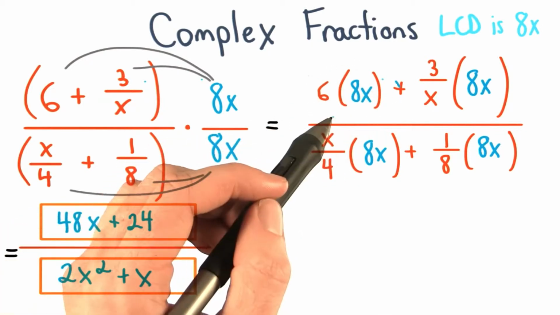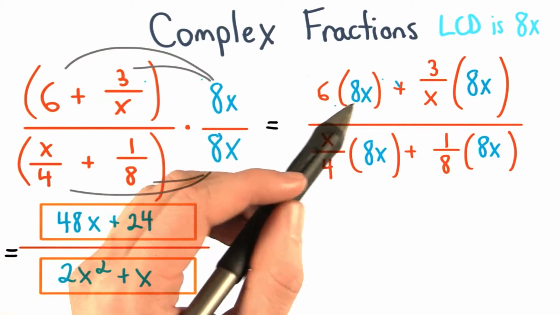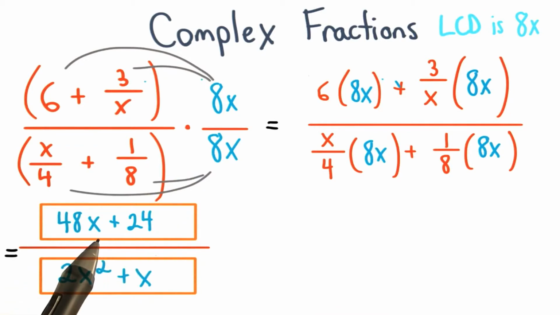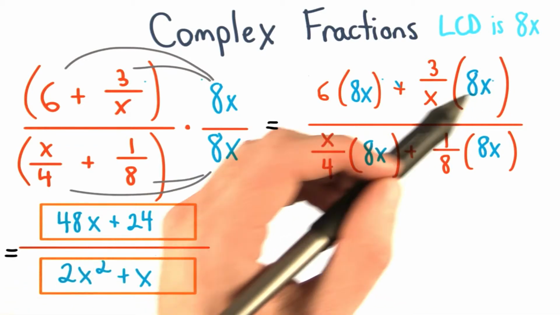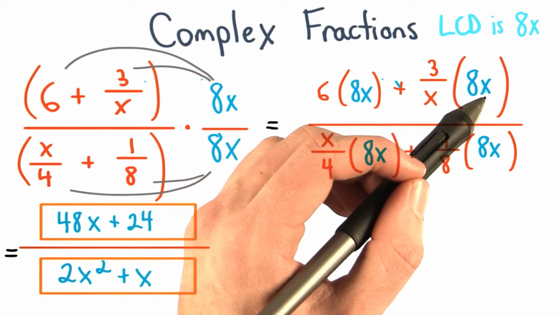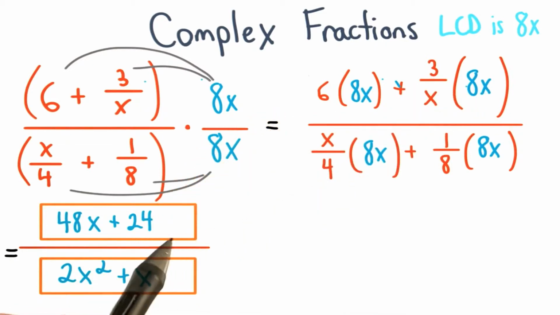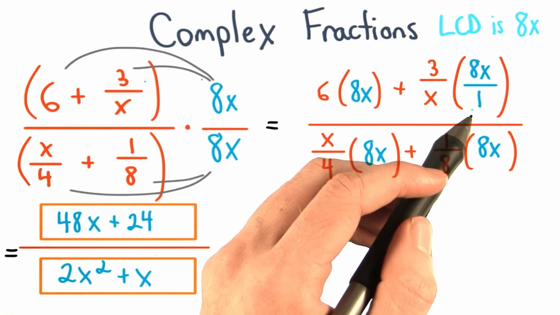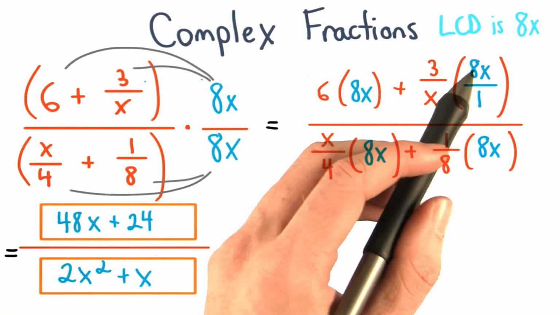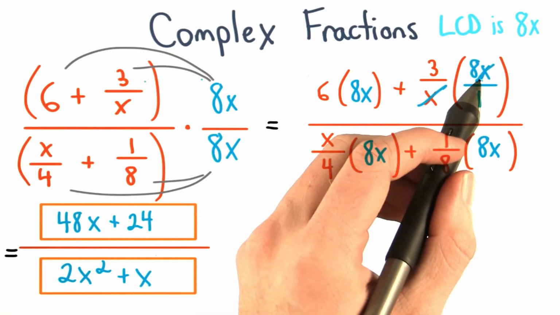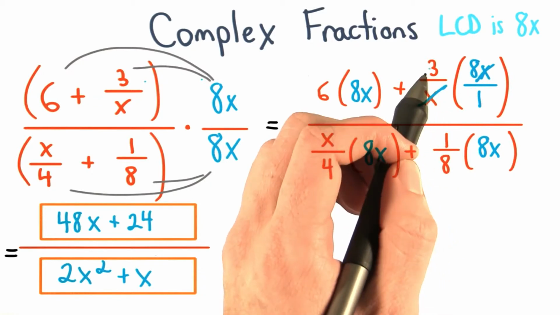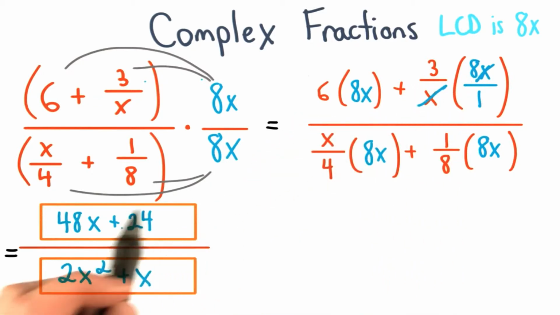This part is the easiest of the multiplications. We'll have 6 times 8x, which is 48x. For the second one, the x's will cancel. We will have an x in the numerator and an x in the denominator. So we'll be left with 3 times 8, which equals 24. If that seems a little off to you, think of 8x as 8x divided by 1. We know x divided by x equals 1, so we're left with 3 times 8, which equals 24.